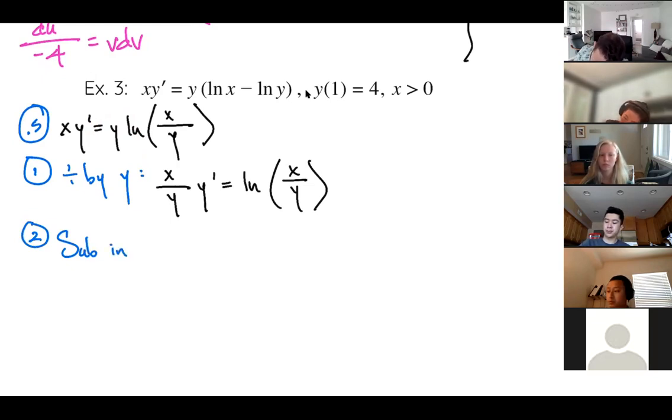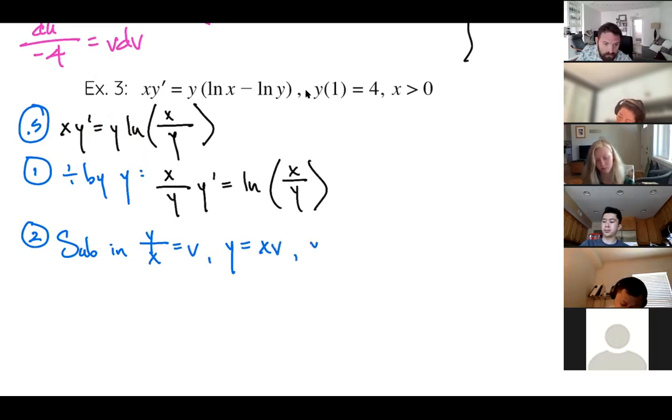We're still going to sub in everywhere we see y over x, we're going to replace that with a v. We're going to note that we have to replace the y prime as well. And so product rule might be an easier rule to think of than quotient rule. And we obtain our v plus xv prime.